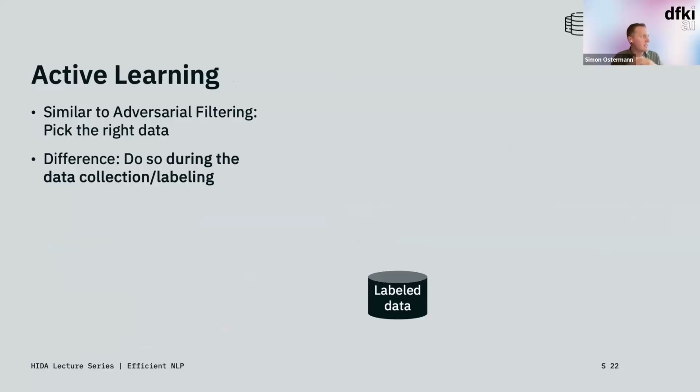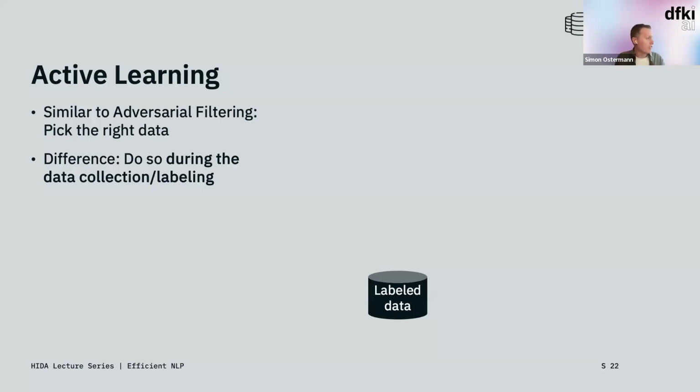It's similar to adversarial filtering, you want to pick the right data, but the difference is that you do so during the data collection or during the labeling. So this is typically used in situations where you have a larger pool of data that are not labeled, and you have a very small pool of data that are labeled. And then you have an expert that can label new data points for you, but maybe the labeling is expensive, or, for a low-resource language, you only have one annotator. So you need to find out which data points to label rather than labeling them all.